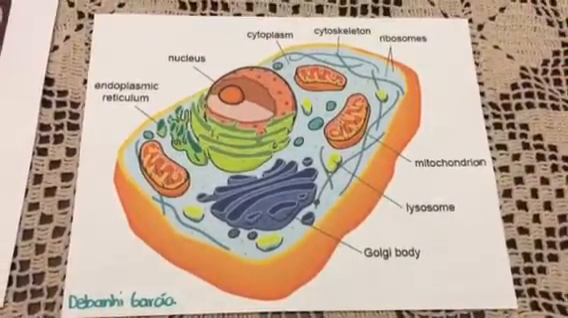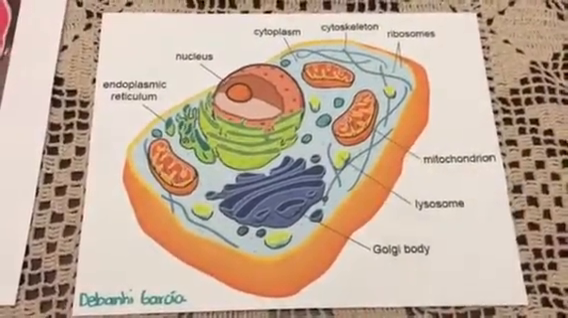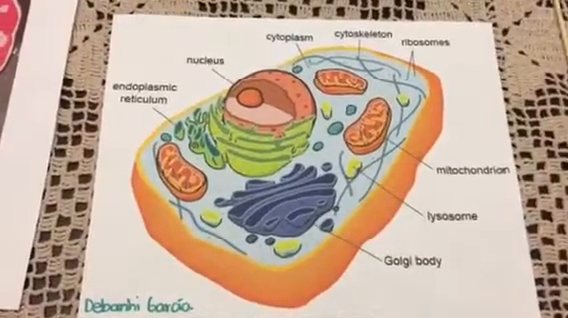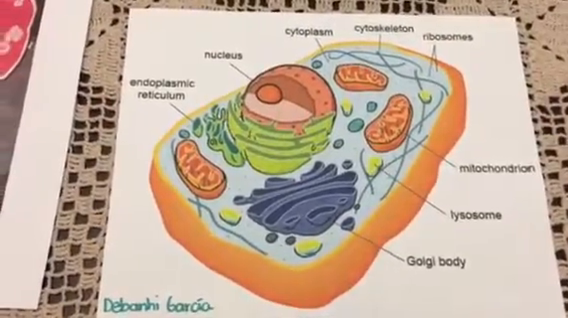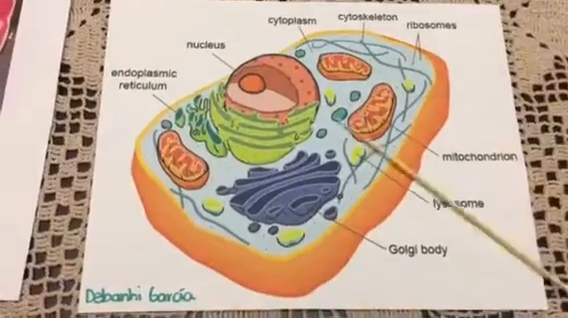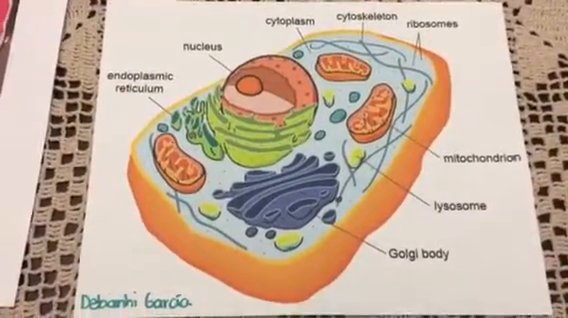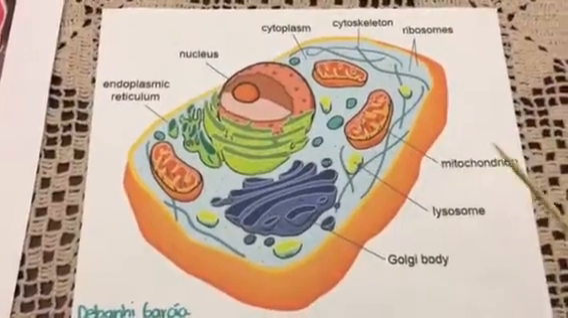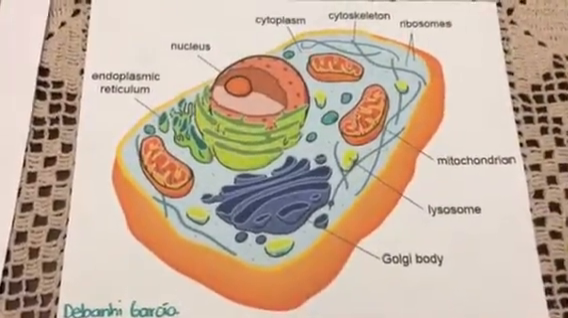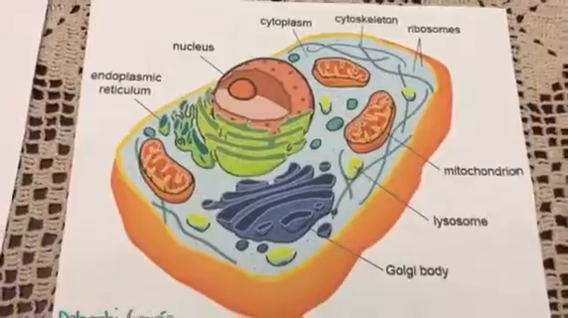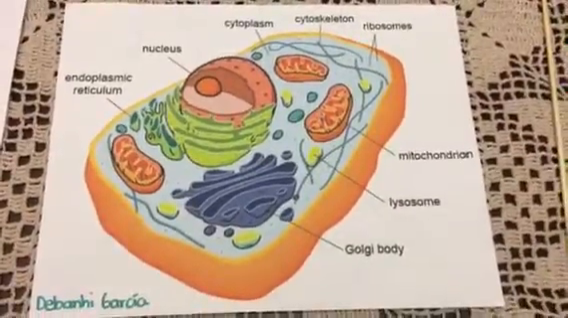I'm going to start with the cell membrane, which is this part, and this is the outside boundary of the cell that controls which substances can enter and leave the cell. So basically, this part will be our bouncer. This part decides whether you go in or you go out of the cell. And I'm saying this because of the example that you gave in class.